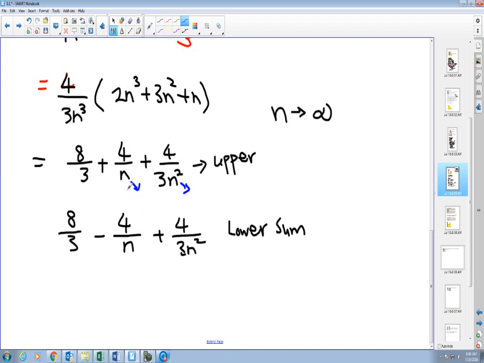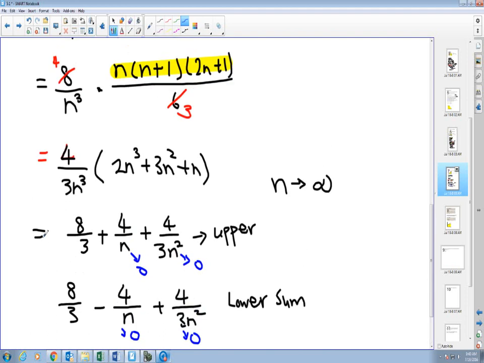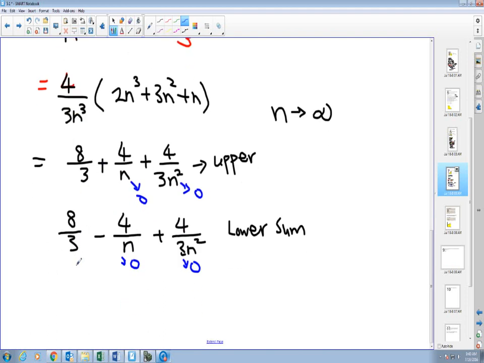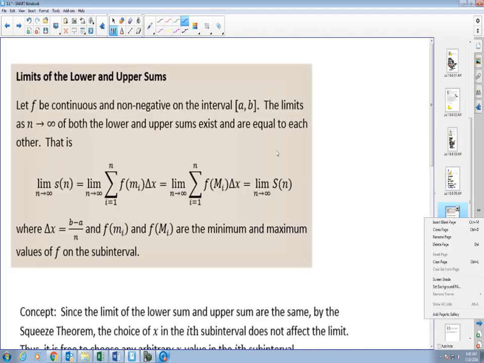Because 4 divided by a really big number is 0. 4 divided by something even bigger is 0. So all these fraction parts with the n in the denominator will all become 0. Therefore, the upper sum and lower sum are actually going to equal each other, 8 over 3. So that tells me that the area under the curve for this problem is actually 8 over 3 in that interval 0 to 2.